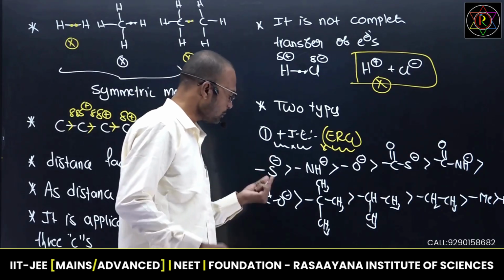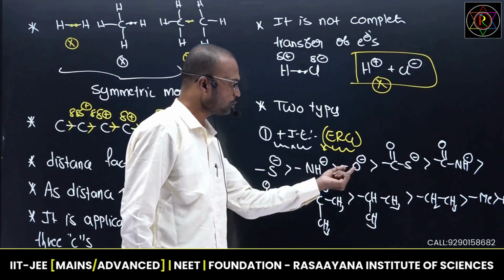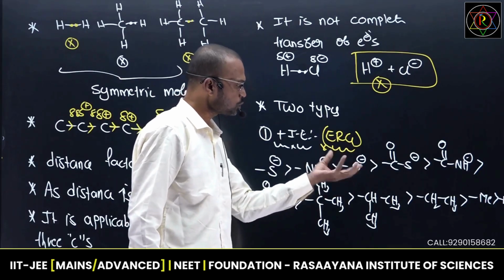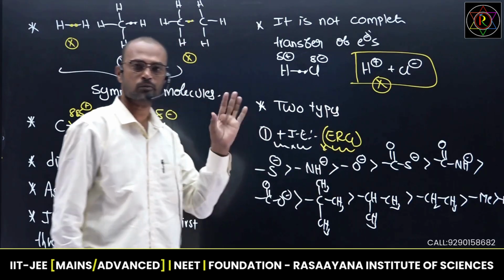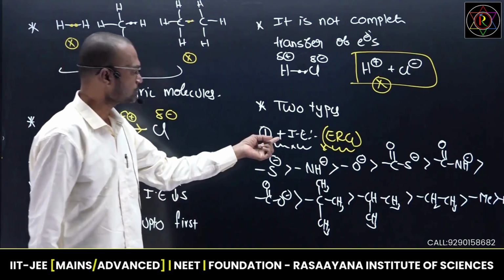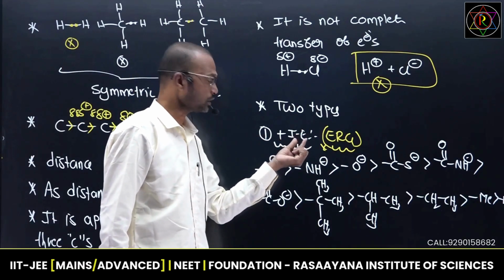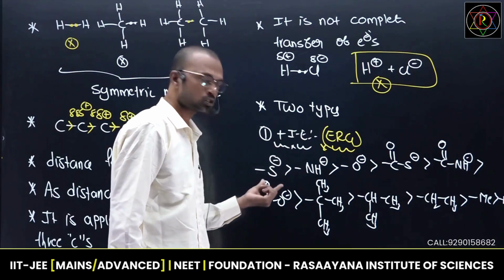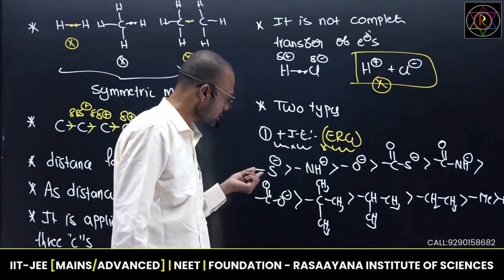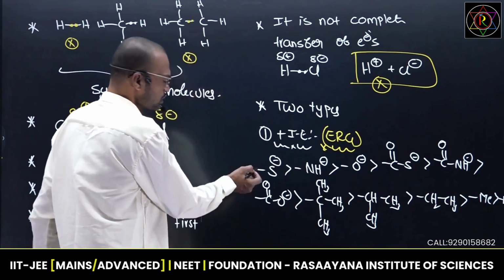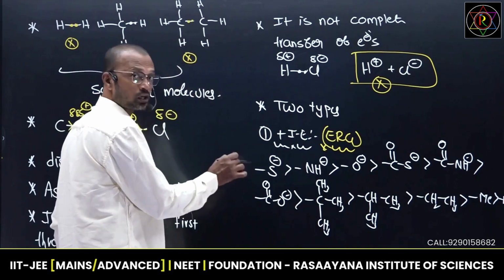So if any sigma bond is connected by S minus, NH minus, O minus, which indicates these groups are regularly giving electrons to the corresponding atom. Okay, such groups are called plus inductive effect. This effect operates only through sigma bond. So it is connected to any atom with sigma bond only. There is no mesomeric effect in this one.